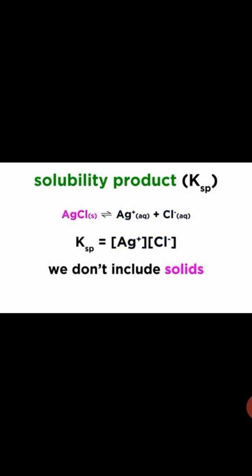Each raised to the power of their stoichiometric coefficients, which in this case is simply 1 and 1. Notice that we do not include the solid itself in this expression, as we do not include solids in equilibrium expressions. The smaller the constant, the fewer the ions that will be present in solution, and therefore the less soluble the substance must be. And compounds that are extremely water insoluble will have KSP values on the order of 10 to the negative 30, negative 50, or even smaller.